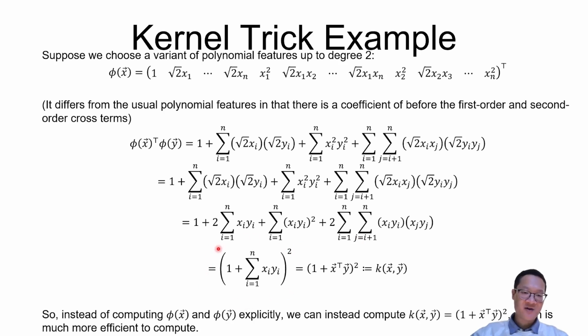So after this big square, we can simplify it further by noting that this is just x transpose y. And the final result is something that is much easier to compute compared to phi of x transpose phi of y. And we call the final result k of x comma y, where k stands for kernel.